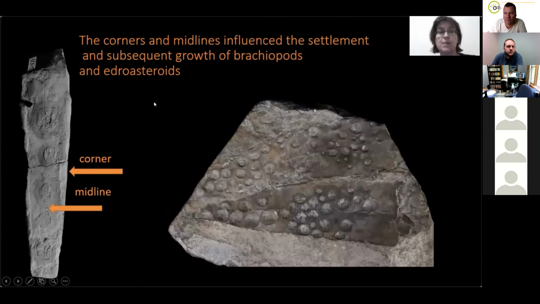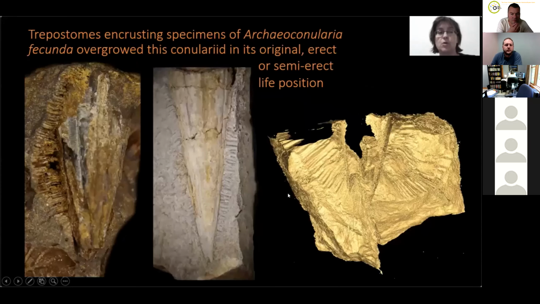The corners and midlines influence the settlement and subsequent growth of brachiopods and adrioasteroids, and conularids bearing these epibionts were buried catastrophically. This specimen probably represents a conularid that fell down and was then covered by diverse epizoic brachiopods. Trepostome bryozoans encrusting specimens of Archaeoconularia fecunda, a very small conularid, may have overgrown these specimens in its original erect or semi-erect life position.